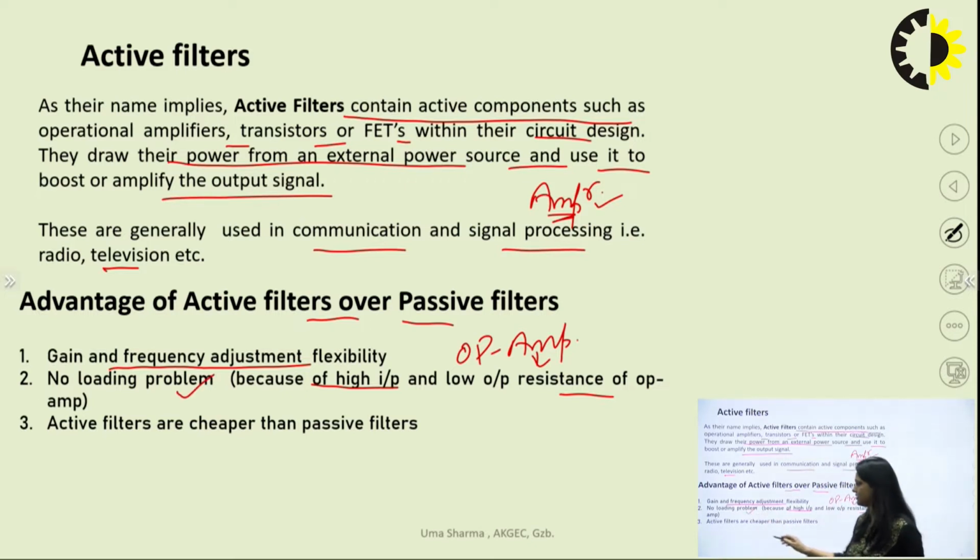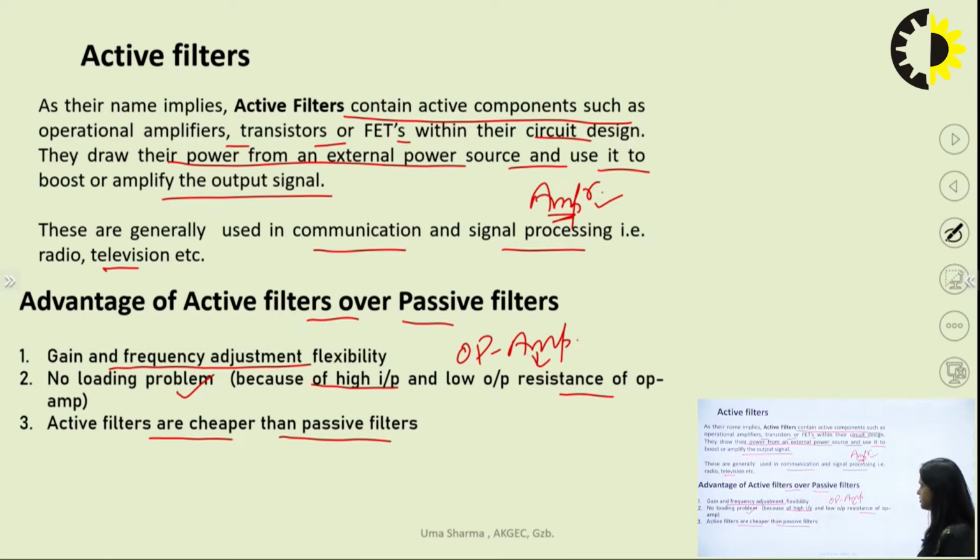Similarly, active filters are cheaper than passive filters, because here the power requirements are less and component requirements are less, and this is why the cost is also low in the active filter when we compare it with the passive filters.